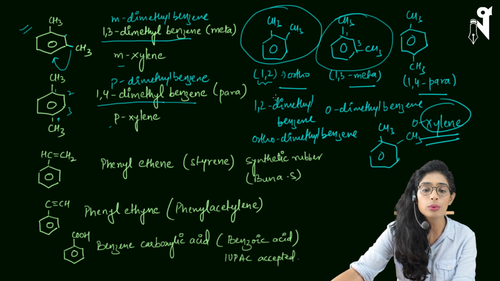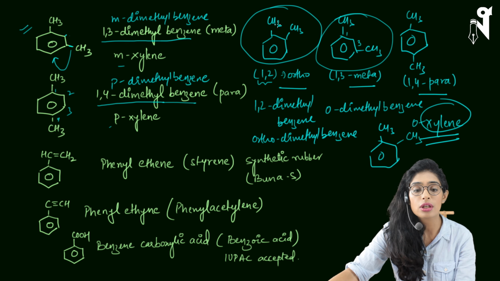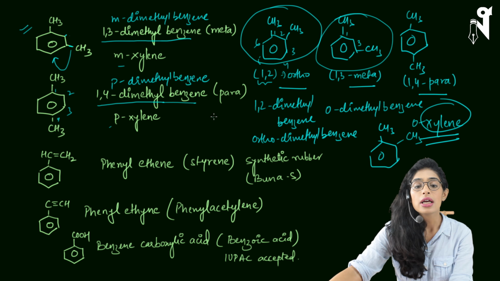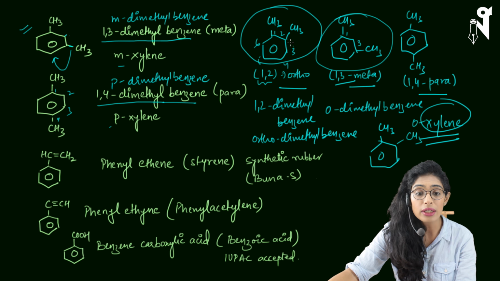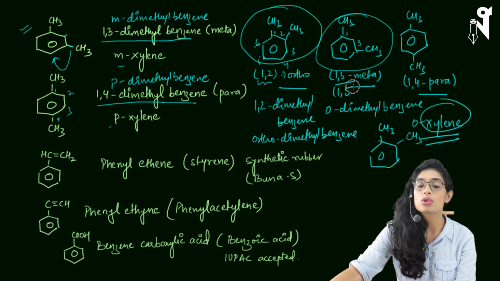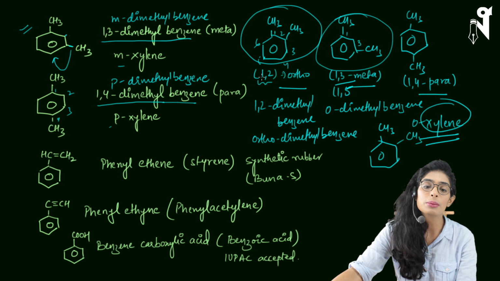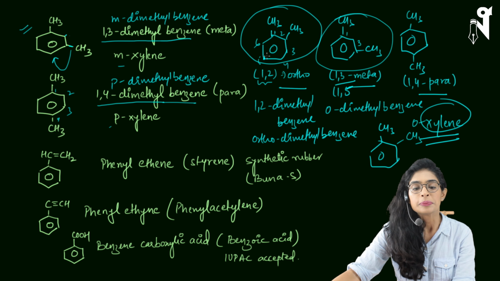And let me just tell you one more thing. It's not only about 1 comma 2. In fact, see, if I write the numbers on the benzene chain, the numbers are 1, 2, 3, 4, 5, and 6. Okay, so it's not only 1 comma 3 which is called as meta position. In fact, 1 comma 5 is also meta position. What do you mean by 1 comma 5? Basically, the alternate position is called as meta position.